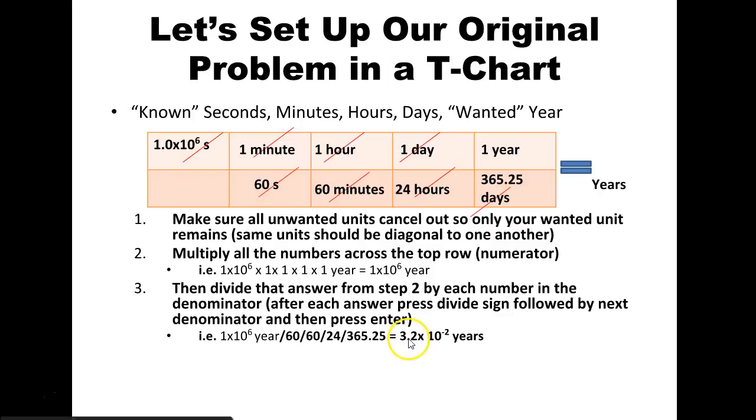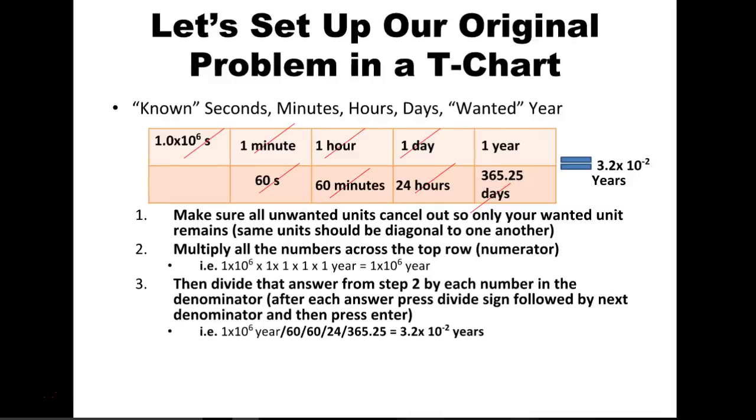So you get 3.2 times 10 to the negative second years. That would be equivalent to 2.03 years. So you have definitely lived 1 times 10 to the 6 seconds, for sure. Okay, so let's do a couple of practice problems where you'd write them out.